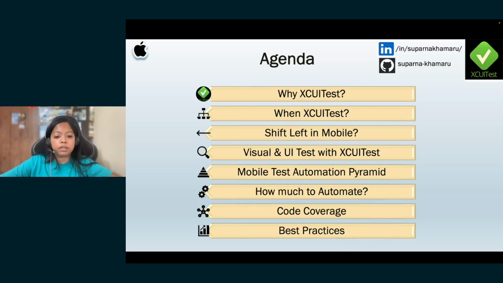And then we will also deep dive a bit into visual and UI tests with XCUITest. And then we will go through the test automation pyramid while aligning with XCUITest technology, and how we can get the best out of all the layers in the pyramid with XCUITest, and how much automation is enough in general, because that's usually a hot topic: how much to automate. Automation is fine, but how much is enough is also a question that is highly asked. And then we will be looking into code coverage and other best practices to end with.